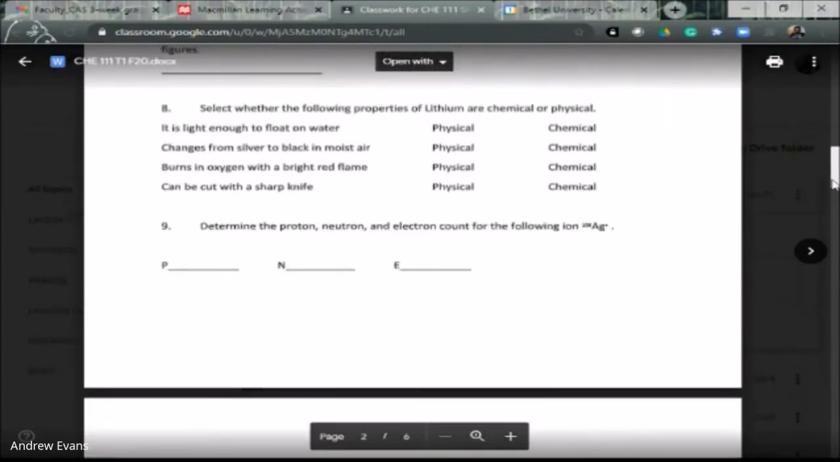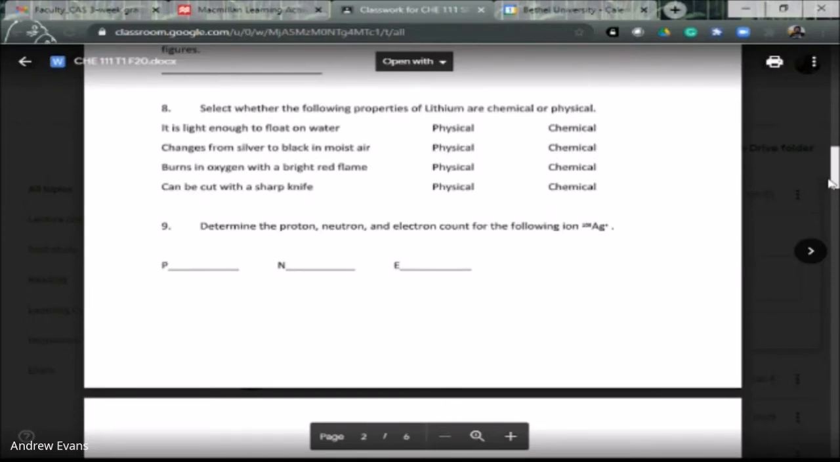Whether the following properties of lithium are chemical or physical. Just remembering the first little bit of chapter 1. Density, light enough to float on water, would be a physical property. So remember, physical properties can be measured without changing the identity of it.